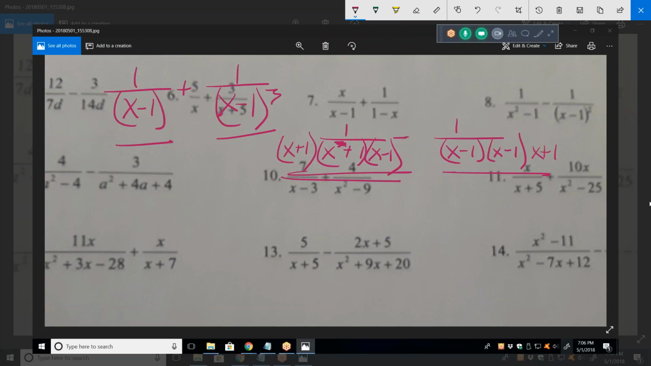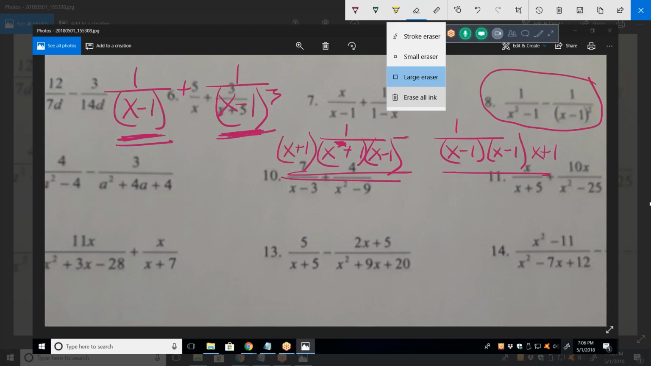Exactly. That would be a common denominator, but I wouldn't have to multiply that by that to get x minus 1 to the 4th. In other words, x minus 1 to the 4th is a common denominator, but it's not the least common denominator. That's the only mistake I made when I did 8, is I had a common denominator which allowed us to solve it, but it was not the least common denominator.